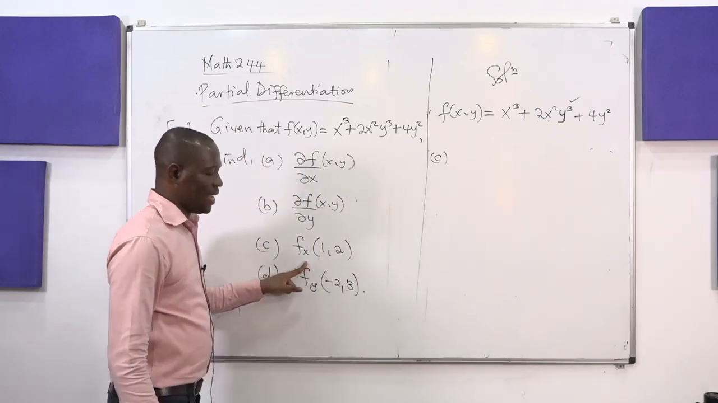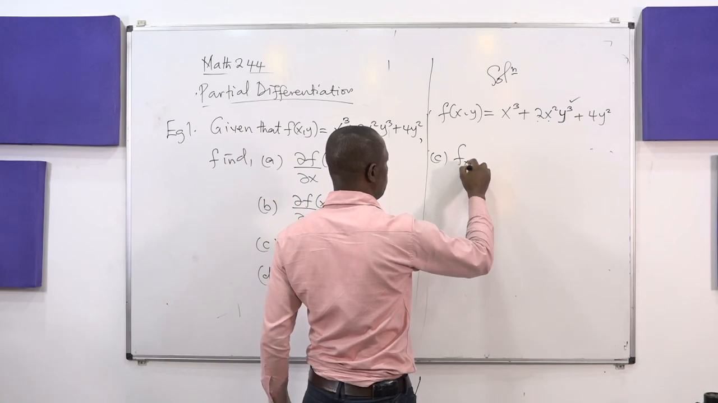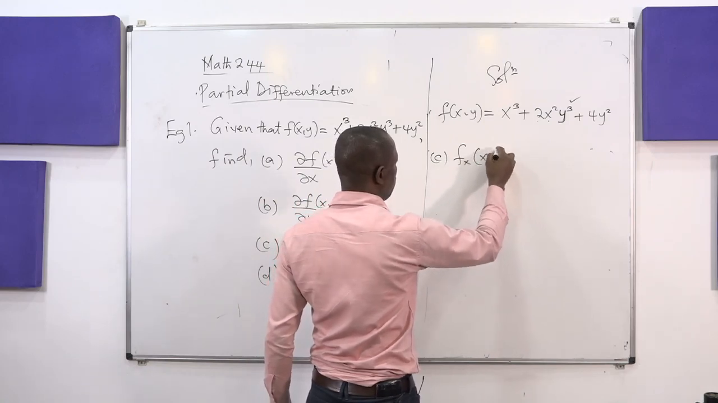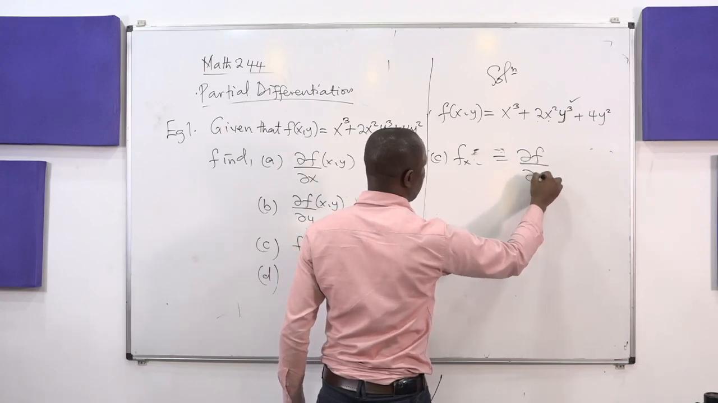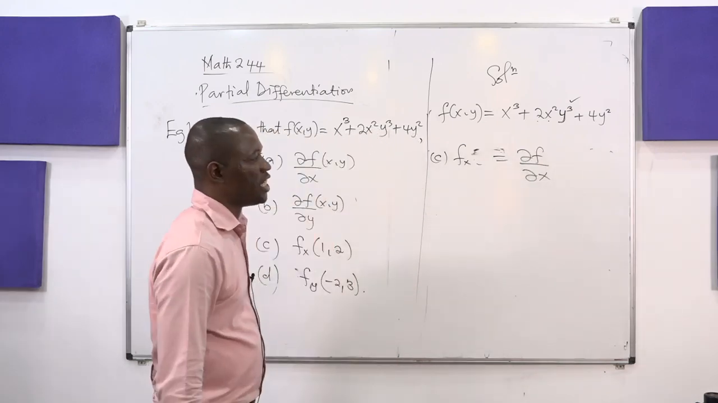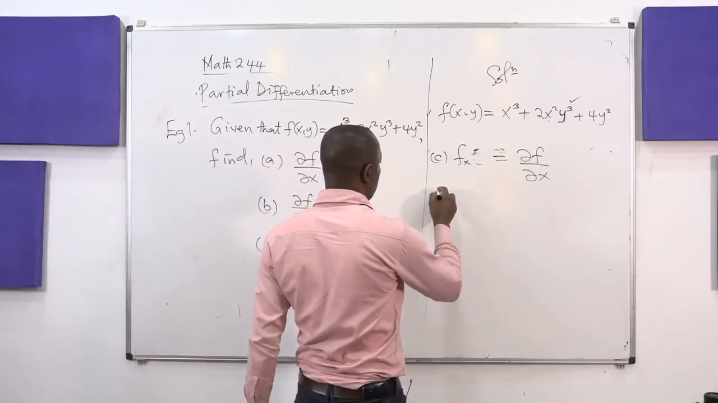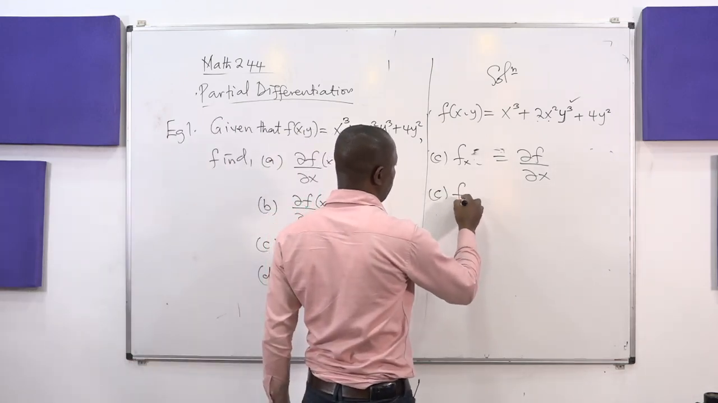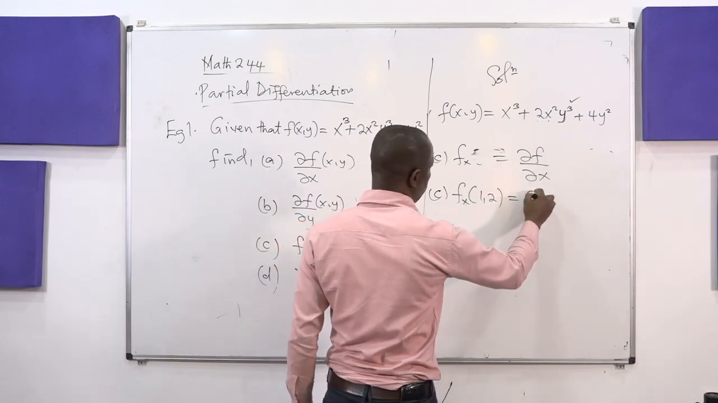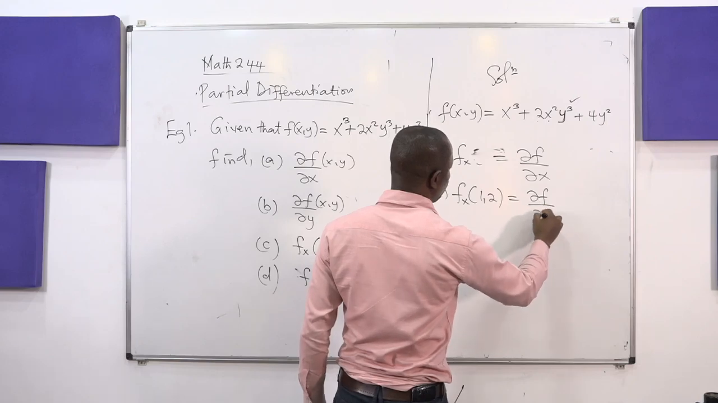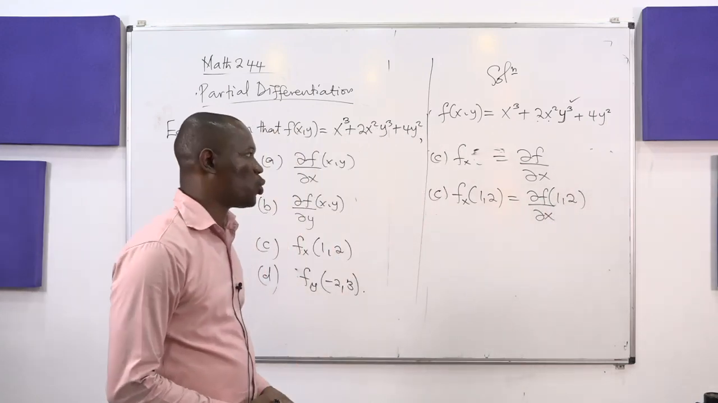F subscript x is the same as partial f with respect to x. That's the notation. So if we are asked to find f subscript x at (1, 2), it means that you are finding partial f with respect to x at the point (1, 2).